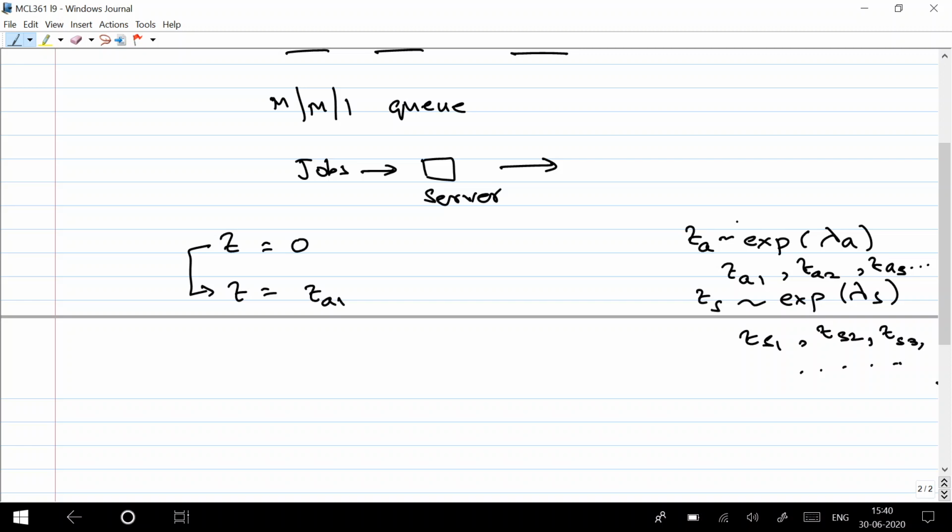Now, the point in time at which the second customer will arrive is not ta2. Remember, these are the interarrival times. The point in simulation time when this customer will arrive is going to be ta1 plus ta2. Similarly, the point in time when the third customer arrives is not going to be ta3, it's going to be ta1 plus ta2 plus ta3, because what we are sampling are the interarrival times and not the actual arrival times.